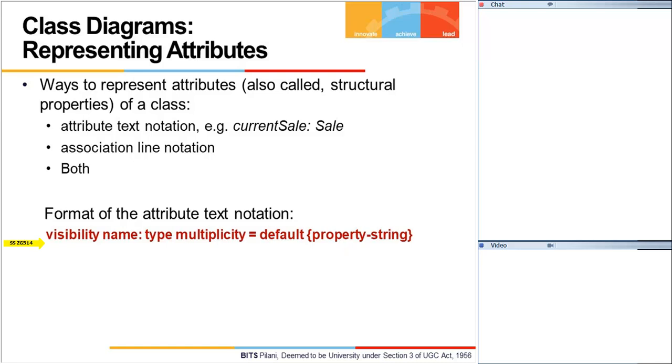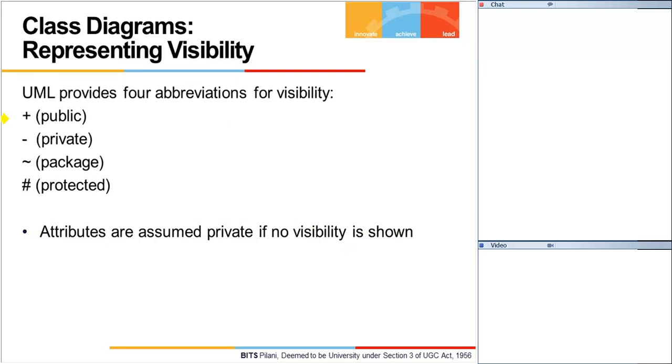Let's see first what we mean by visibility, right? In UML, we have four visibilities that you can represent. Your attribute can be public, private, package, or protected, right? And these are the four symbols that are used to represent the associated visibility. So plus shows that it's public, then this symbol is private, then this symbol is package, and then the hash symbol is protected. And by default, it is assumed to be private. So if nothing is specified, then by default, the attribute is considered to have private visibility, right?